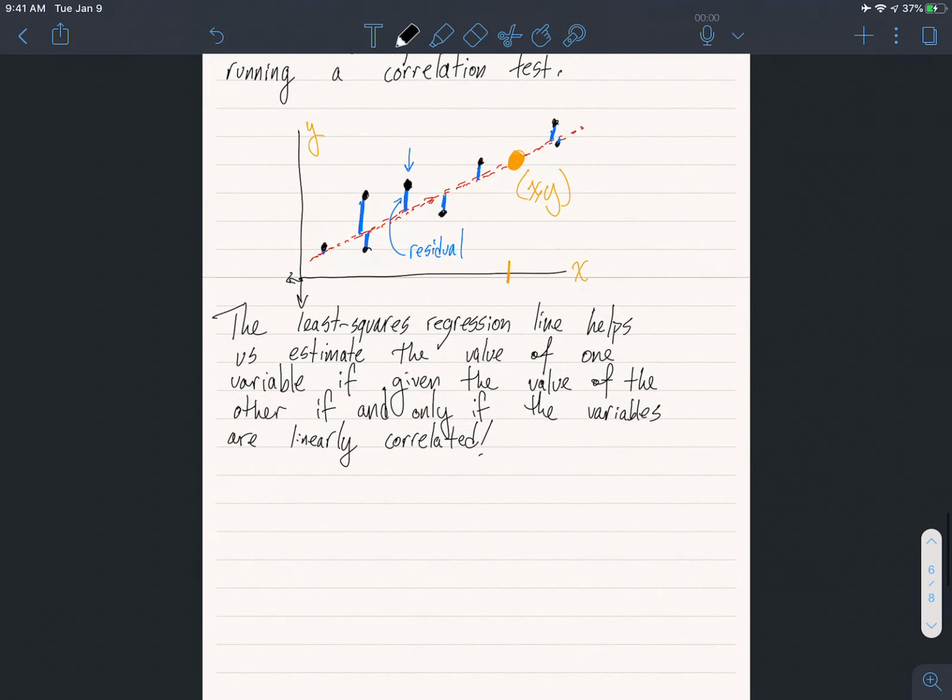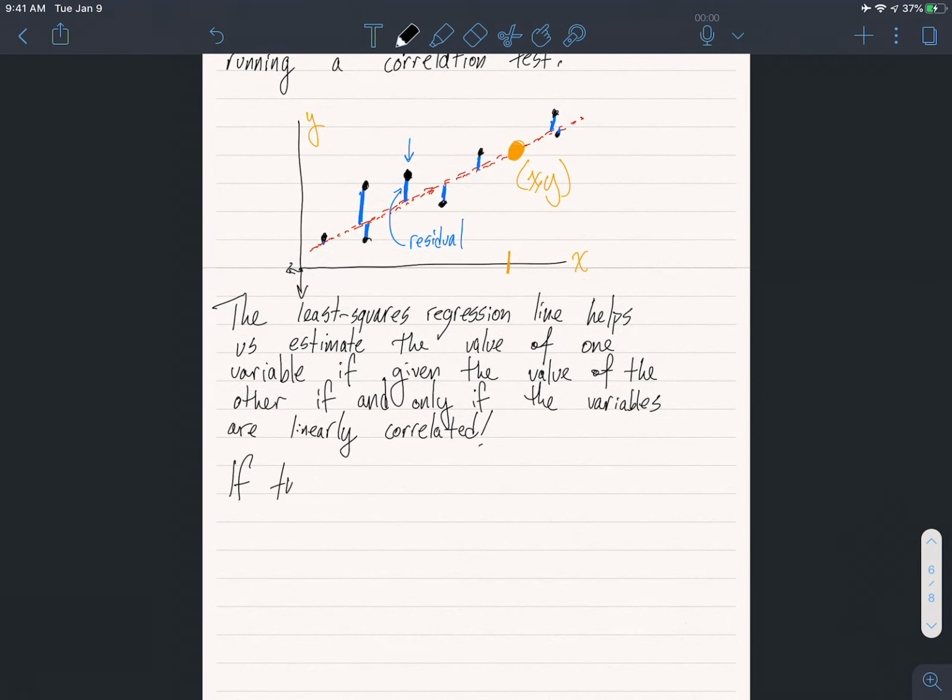make sure to mention this, if two variables are not correlated, the regression line equation cannot be used.